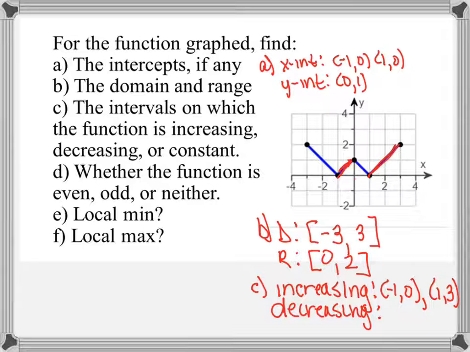It's decreasing first from -3 to -1. Again, remember we're looking at the x values. And then it's also decreasing from 0 to 1. Intervals where it's constant, well, on this graph we have none. We would be looking for areas where we have a flat or horizontal line part of the graph where it doesn't change.